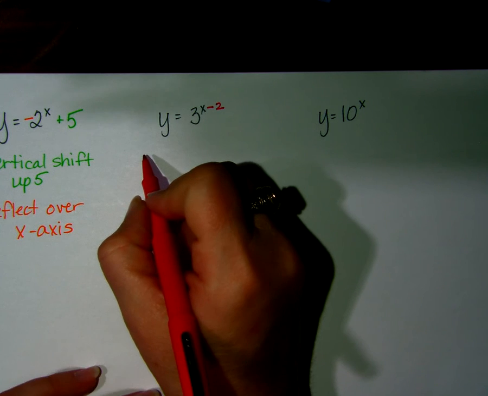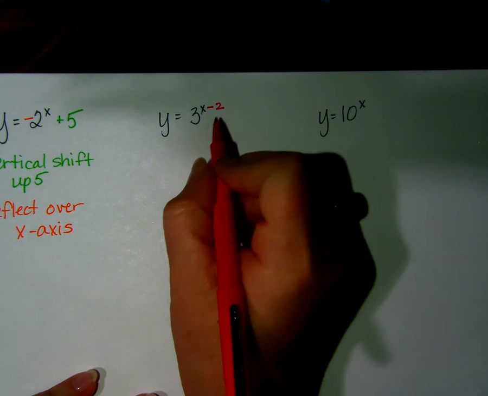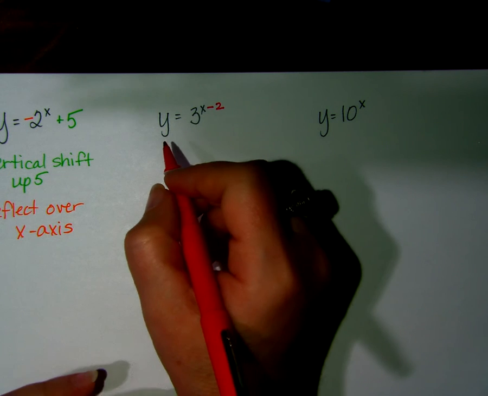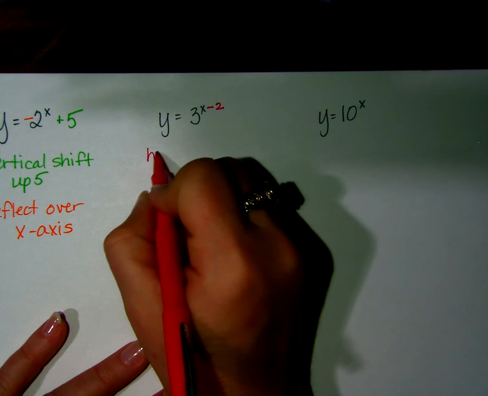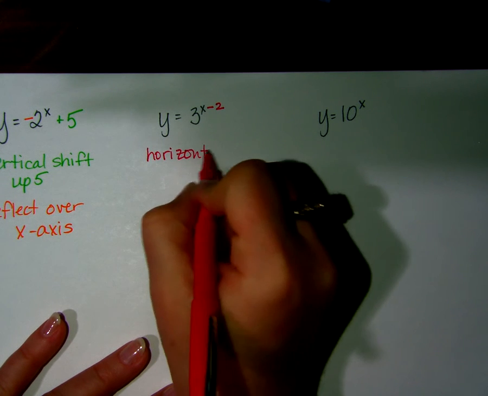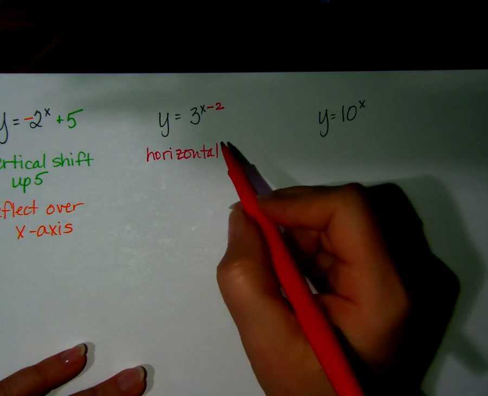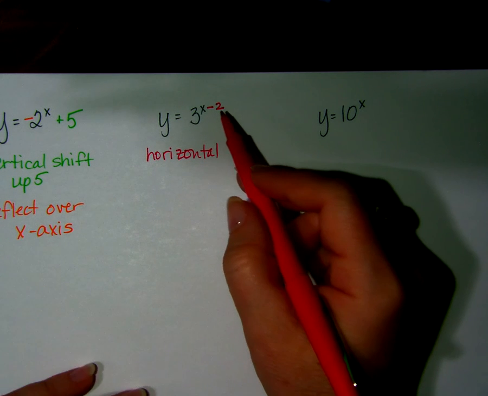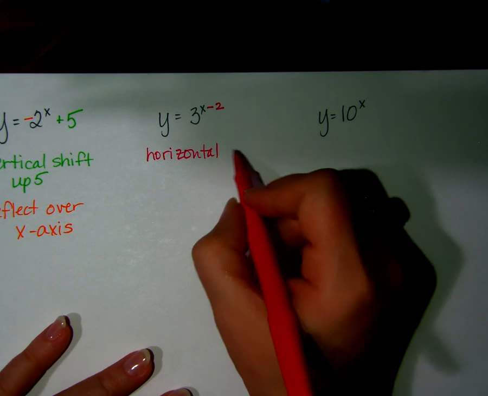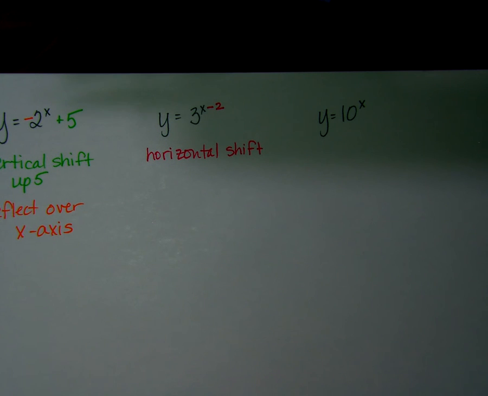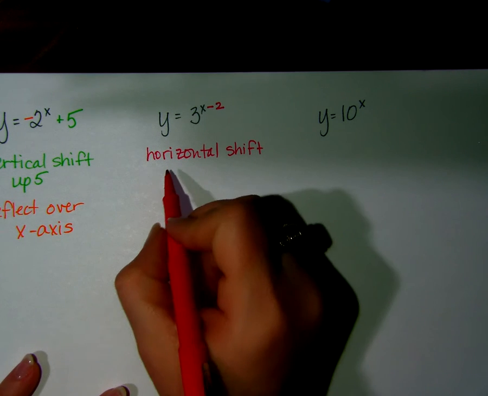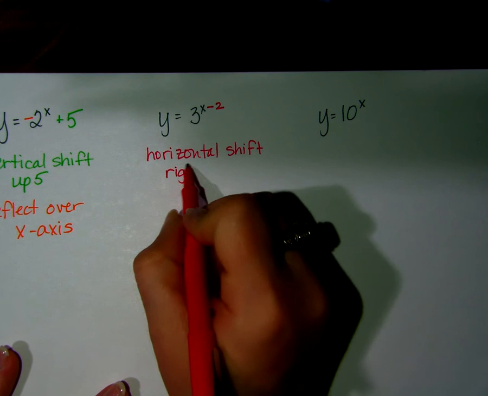Close. It's inside. What kind of change is it if it's inside? Horizontal, right? And what kind of change is it? It's being added or subtracted, so it's a shift. Now remember, when it's inside, it's opposite of what we think. So minus 2 would be right 2.